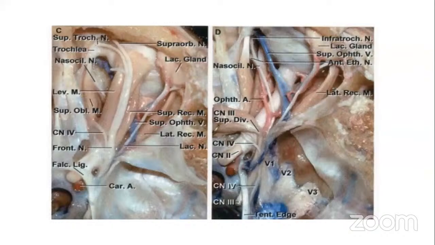The oculomotor nerve divides into superior and inferior divisions just behind the superior orbital fissure. This is the superior division. Here, showing the oculomotor superior division. The abducens nerve courses on the medial side of the ophthalmic nerve in the cavernous sinus, but in the fissure, it turns laterally below the nerve to enter the medial side of the lateral rectus.